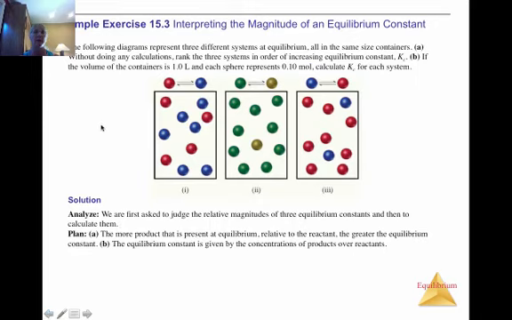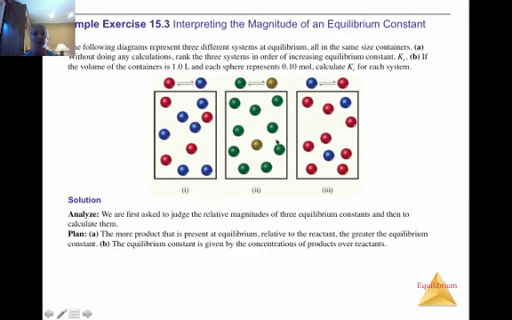Part 2 of the question says, if the volume of the containers is 1 liter and each sphere represents 1/10 of a mole, calculate the Kc for each system. So for example, remember it's always products divided by reactants. They don't show any coefficients here, so this is dead simple. And since it's in 1 liter, we can actually calculate by counting the number of blue spheres, 6 of them. Each represents 1/10 of a mole. So that means I have a total of 0.6 moles in 1 liter, which is 0.6 molar.